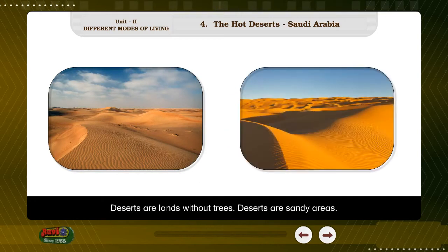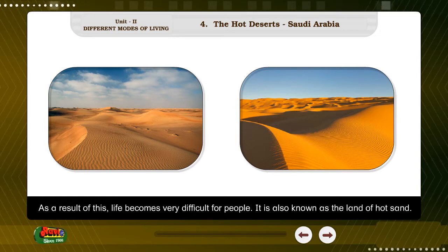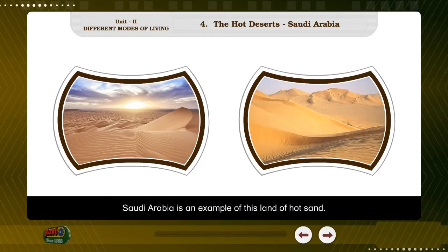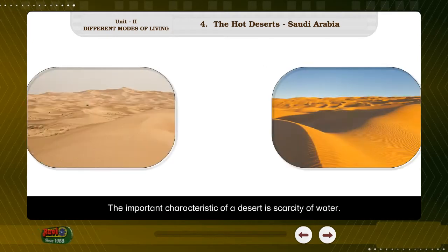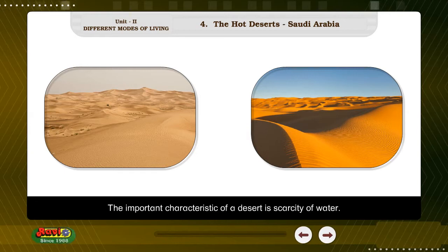Deserts are lands without trees. Deserts are sandy areas. As a result of this, life becomes very difficult for people. It is also known as the land of hot sand. Saudi Arabia is an example of this land of hot sand. These deserts are largely uninhabited and uncultivated. The important characteristic of a desert is scarcity of water.